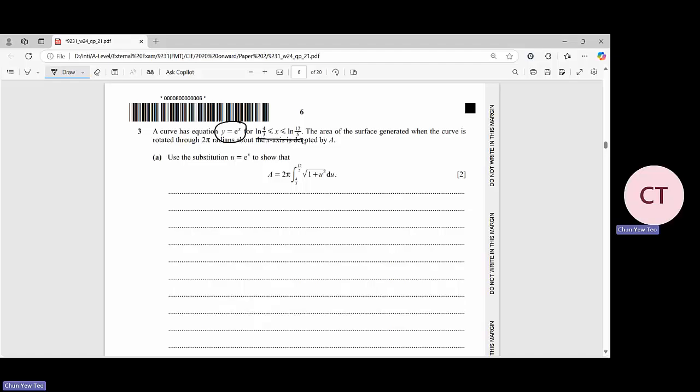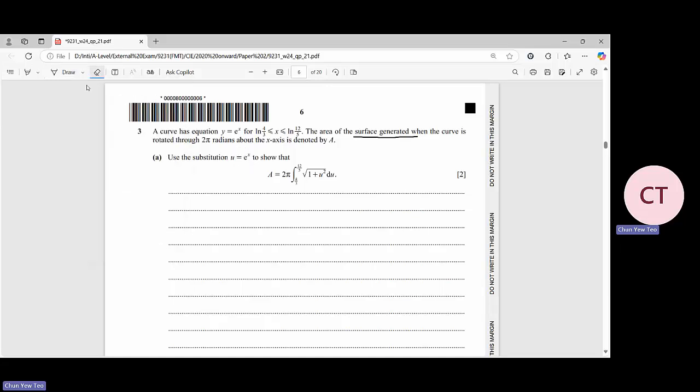Y equal to e power x, for x between ln 4/3 to ln 12/5. The area of the surface generated when the curve is rotated through 2 pi radians about the x-axis is denoted by A. So we are using the formulas of the surface area. Use the substitution u equal to e power x to show that A equals 2 pi integrated from 4/3 to 12/5 of square root of 1 plus u squared du.